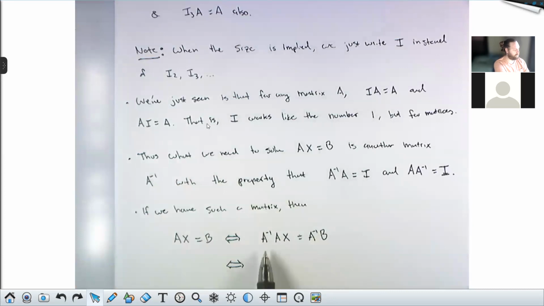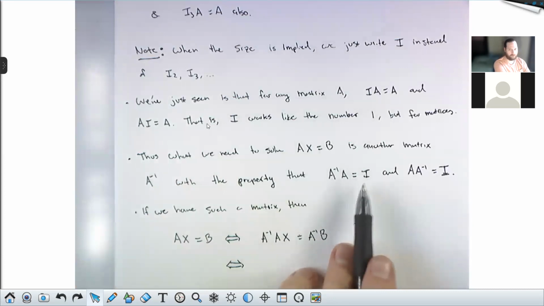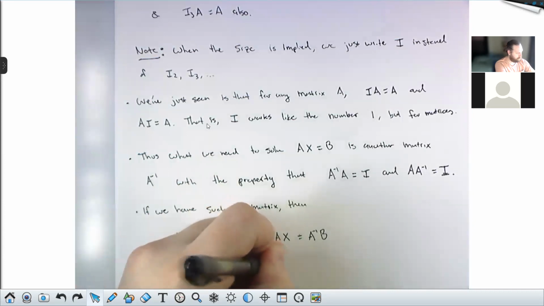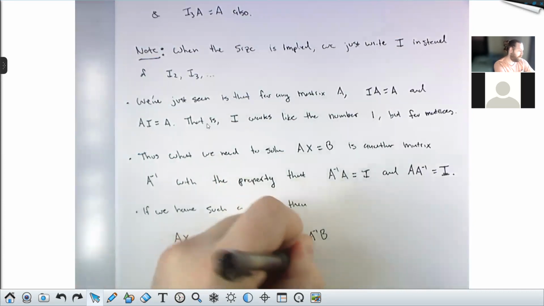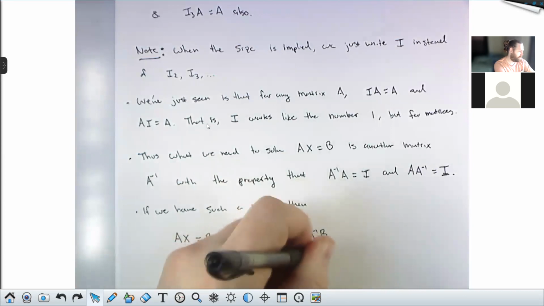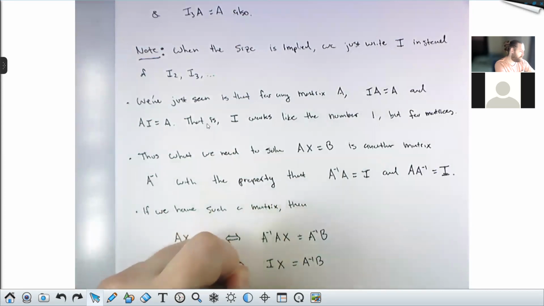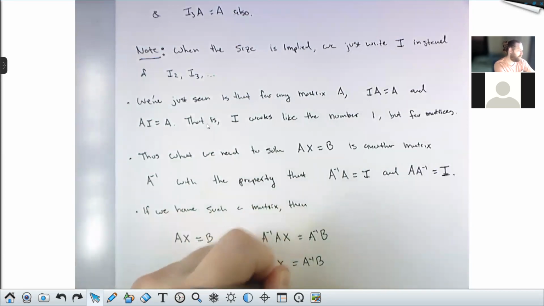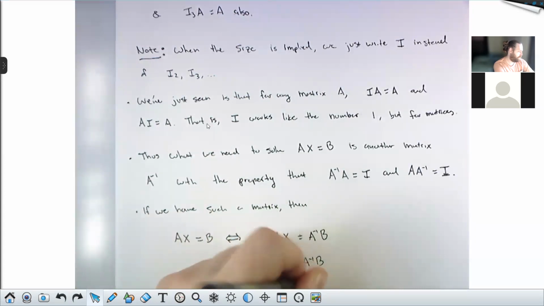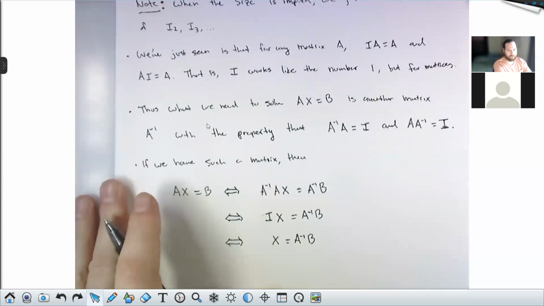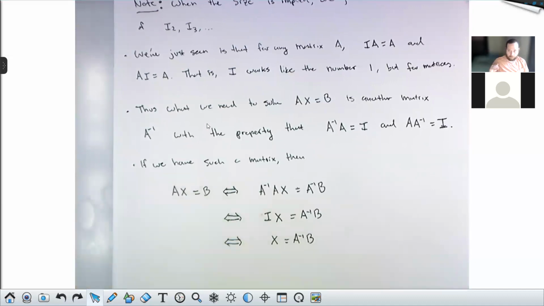Because on the left-hand side, A inverse times A is the identity. So we get IX equals A inverse B. And then I times X, because I is the identity, is the same as X itself. So the matrix X, that 3 by 1, or that column of solutions, can be found by calculating the inverse of the matrix A times the matrix B, and that is multiplied on the left.